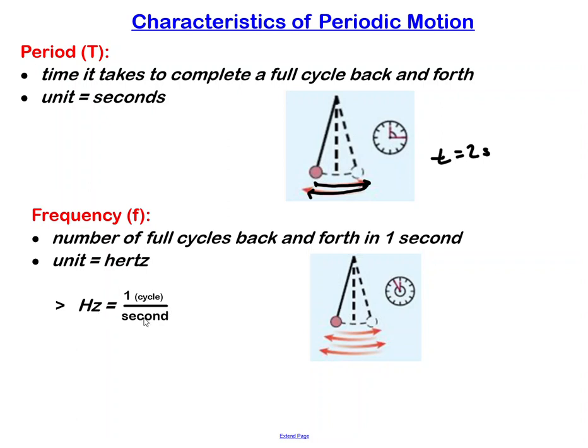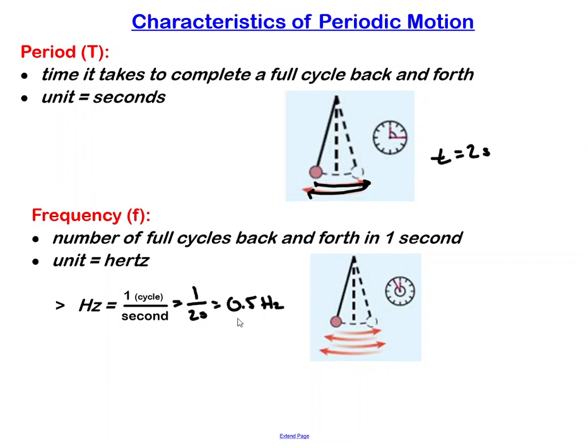One cycle happens in how many seconds? Well, we just said that one cycle happens in 2 seconds. So what is the frequency of this? The frequency is 1 over 2 seconds, or in other words, 0.5 hertz. So what does this 0.5 hertz tell us? It tells us that it makes half a cycle in 1 second. So the number of full cycles in 1 second, we get half a cycle in a second.